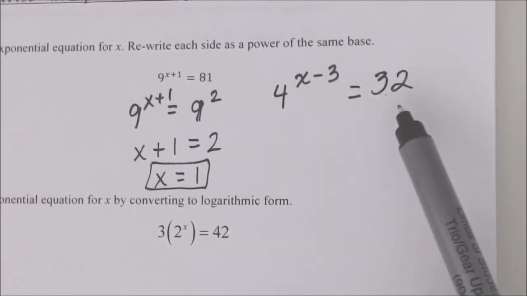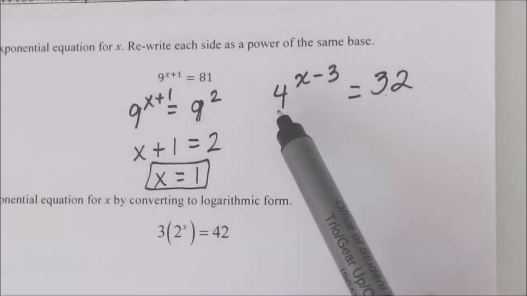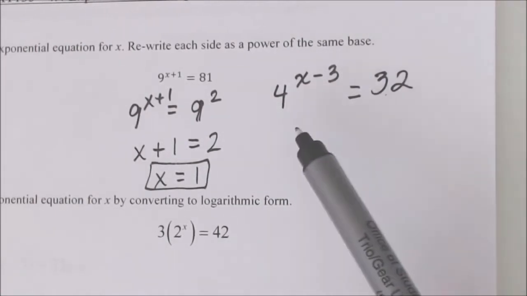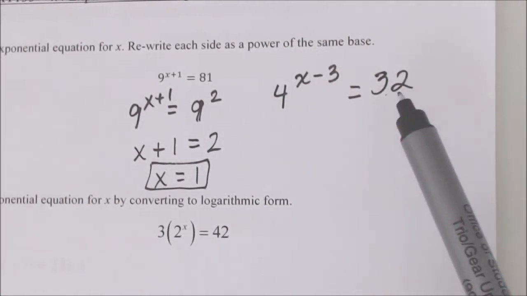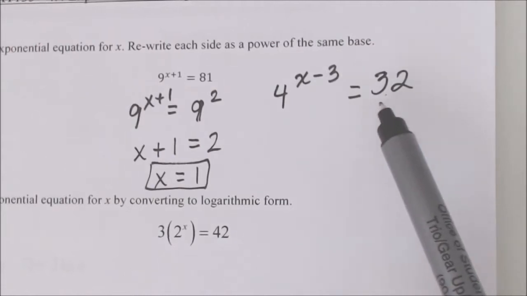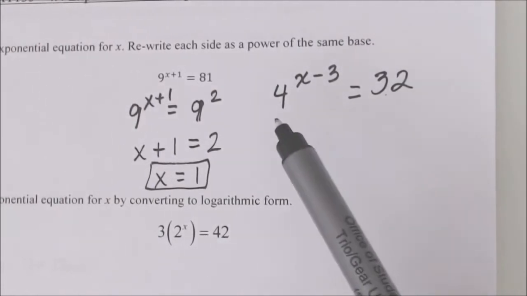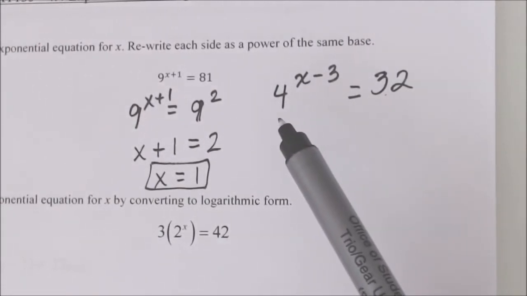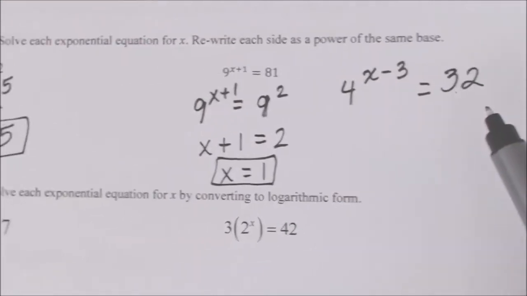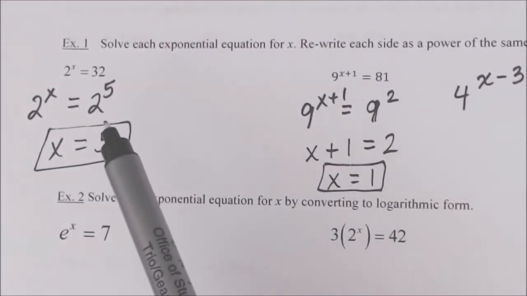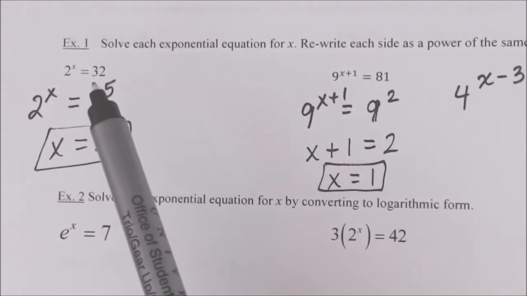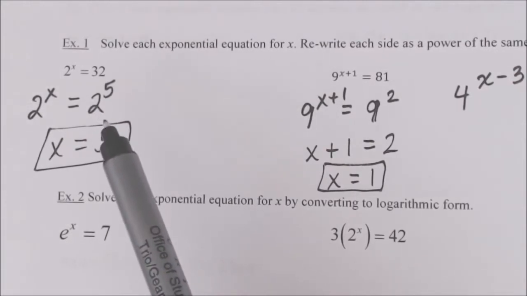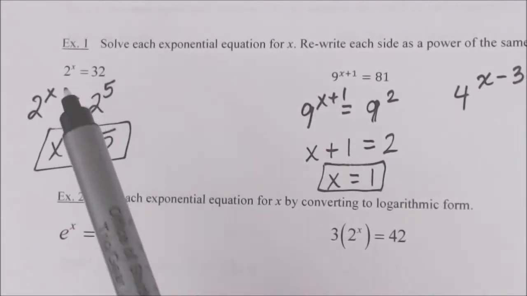Now, I can't write 32 as a power of 4. In other words, there's nothing I can raise 4 to that will get me to 32. However, I can rewrite both of these sides as a power of some other number. So remember 32 from our first example. 32 could have been written as 2 to the 5th power, and I used 2 to the 5th power because there was a 2 on the other side of that equation.